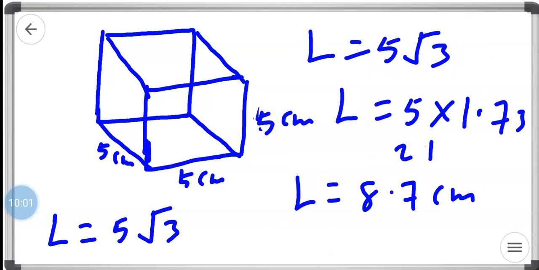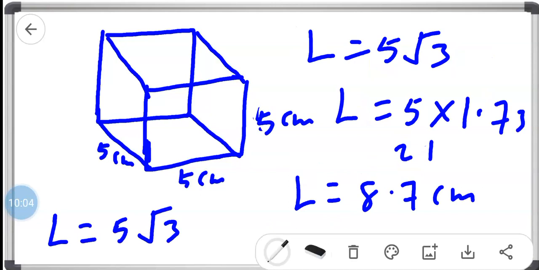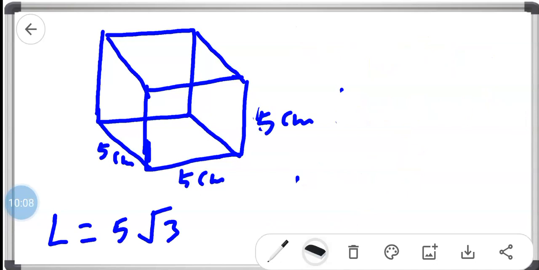8.7 centimeter. Now let's take the third question. For the third question, we're told to calculate the volume.